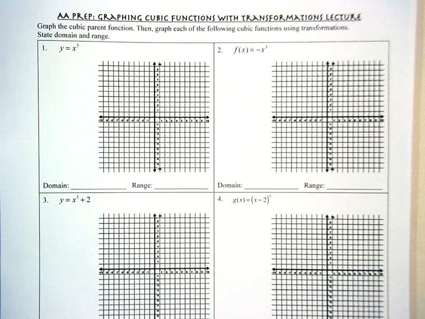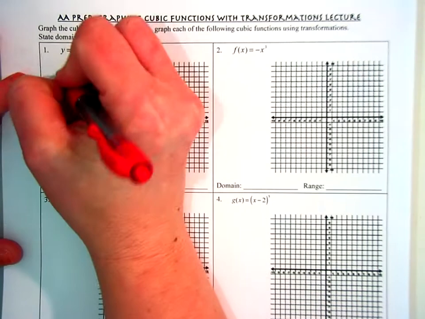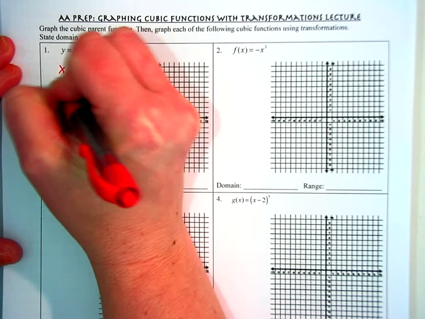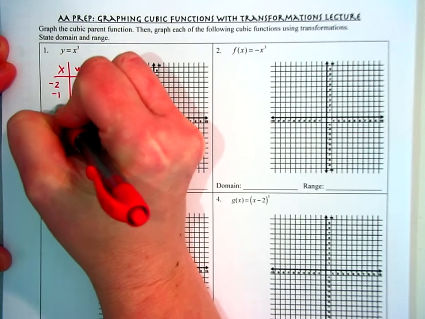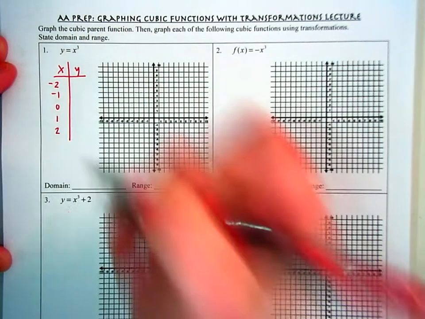All right, today we're taking on graphing a cubic parent function and then applying some transformations, and then stating the domain and the range. So for the cubic function, start with a table. I always go -2 to +2.